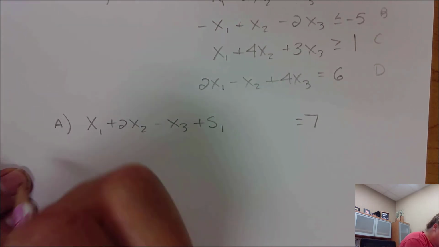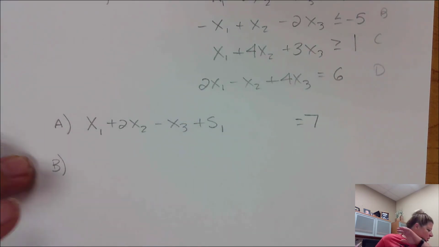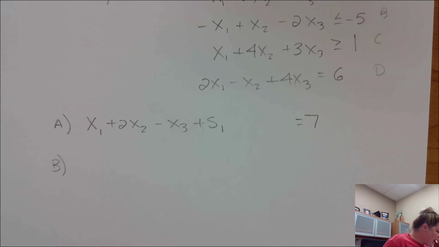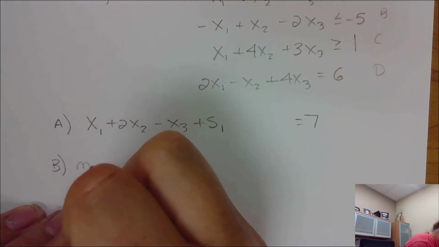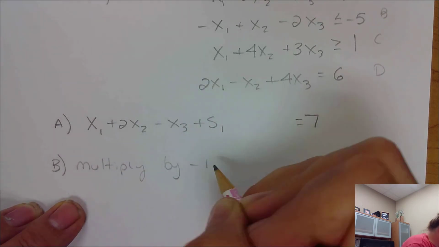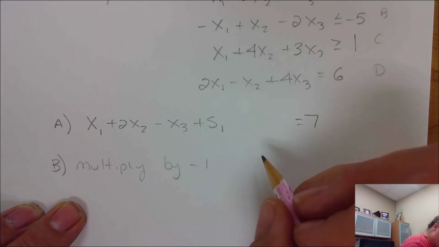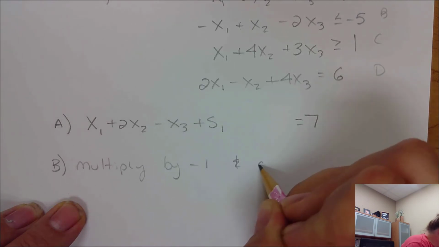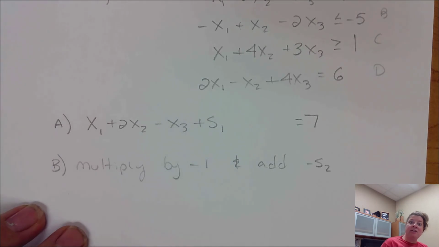For B, what was wrong with B? We can't have that negative on the other side. So I am going to multiply by a -1, but I'm going to have to add a negative surplus. So let's write what I'm going to have to do: multiply by -1 on both sides, and add a negative S2. So let's take that and do that.